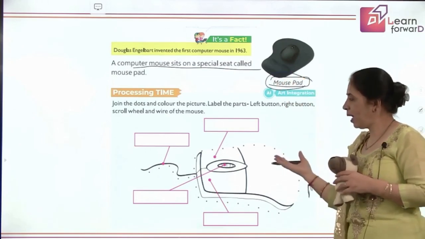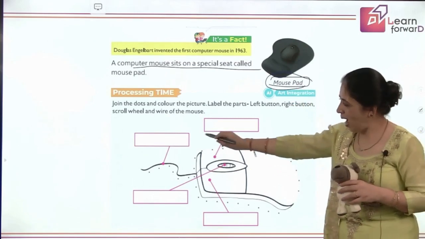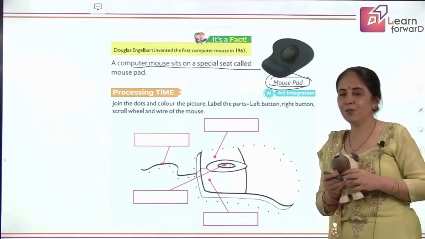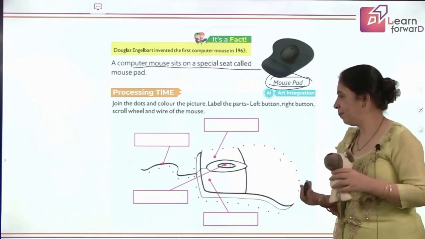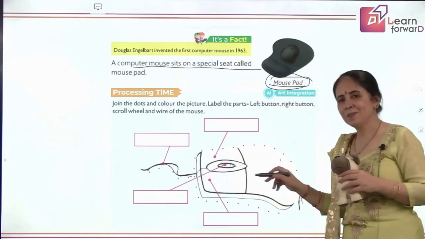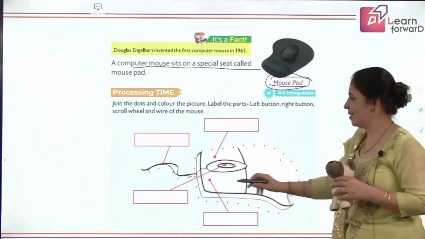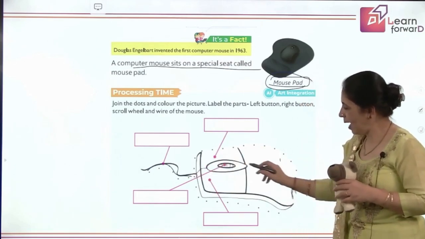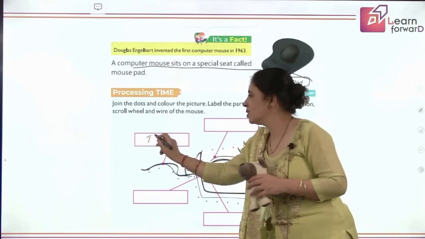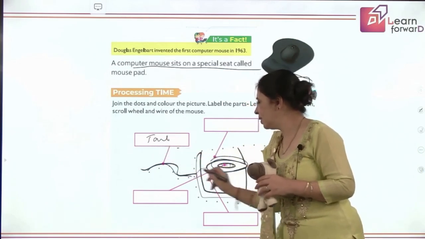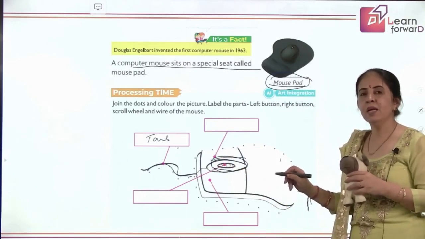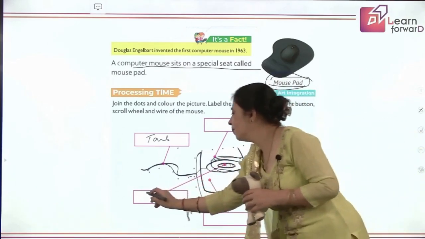Now your time, you just look at the image and you have already understood what are these parts of the computer. You are going to write them. Tell me, what is it? This is, what is this? Tail. Yes, this is the tail of the mouse. And what is this at the center? We say this is a tail and this is a, what do you call it? Scroll wheel. Say with me, scroll wheel.